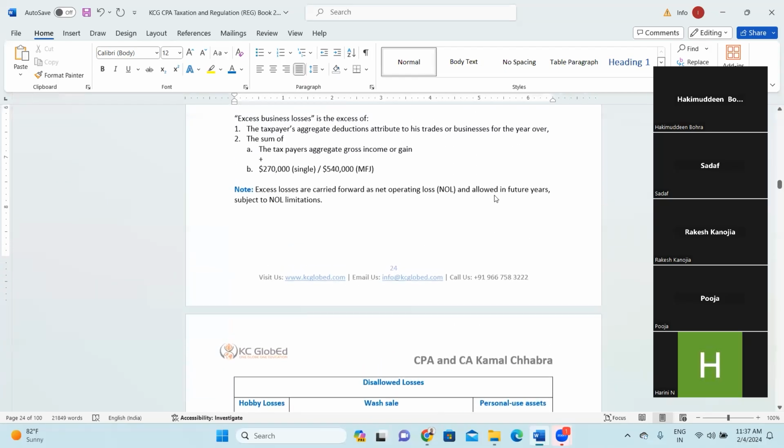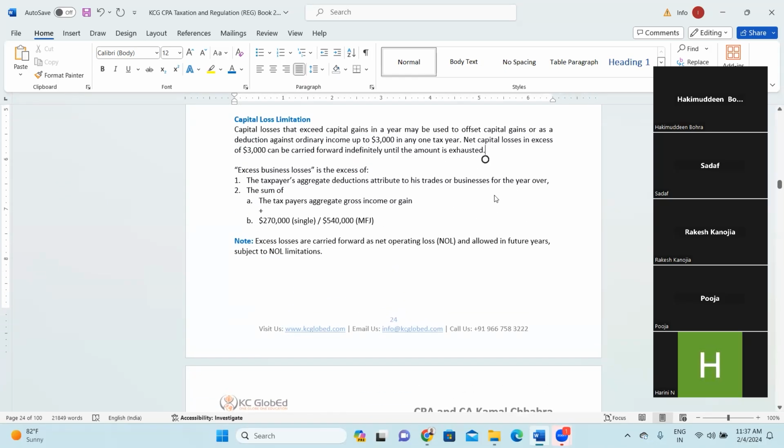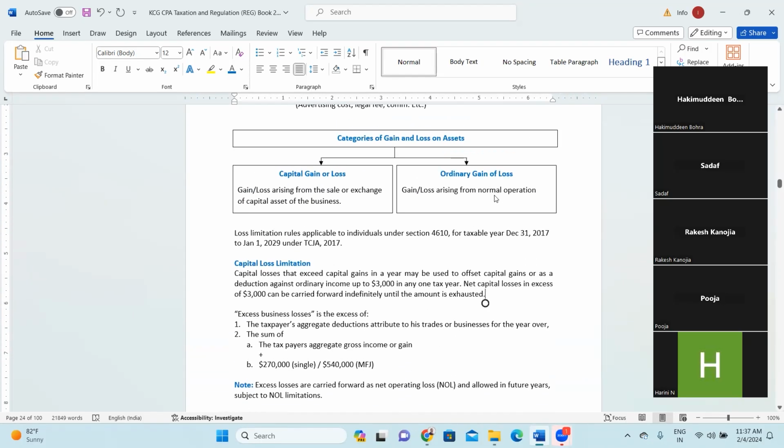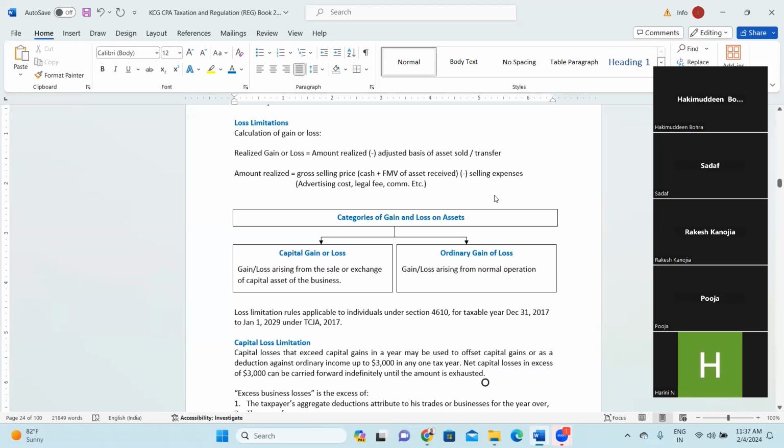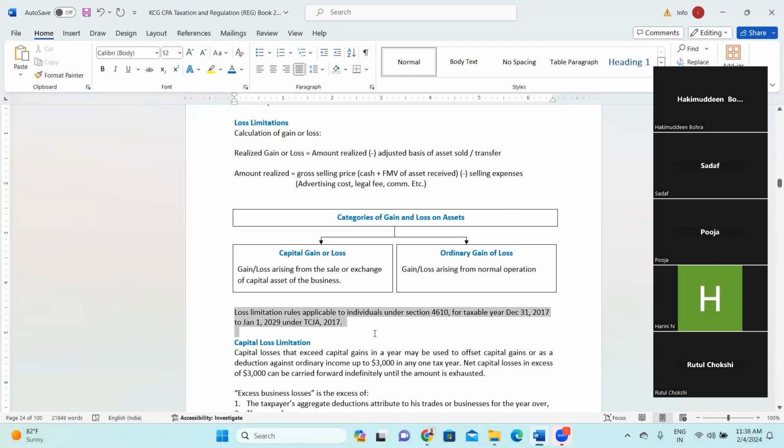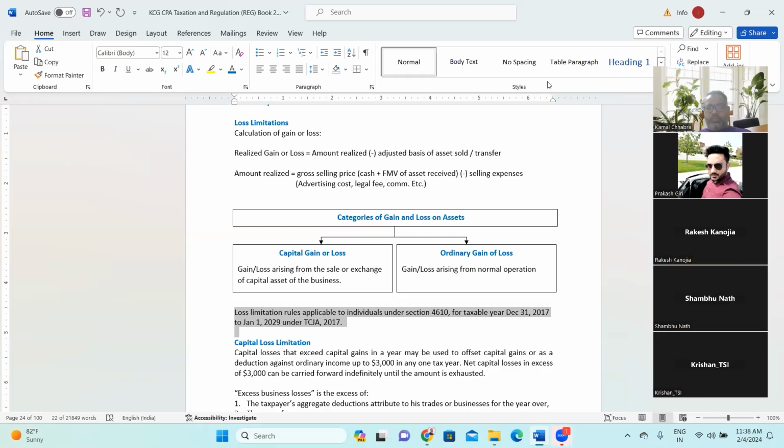Sir, I would like to stop you for one point. Can you scroll a little bit one line above? There is a point you have written that loss limitation rules are applicable to individuals under section 461(l) for taxable years 2017 till 2029. And below, in the capital loss limitation, you are mentioning that net capital loss in excess of $3,000 can be carried forward indefinitely until it's exhausted. So it's contradictory, that first the law is applicable only till 2029.